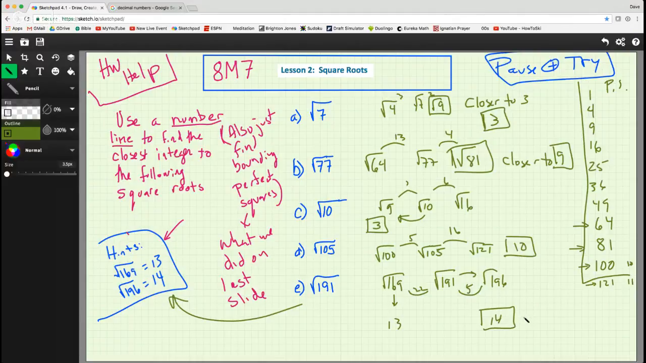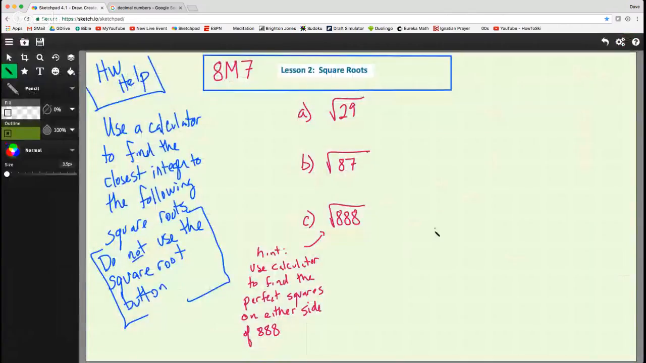So that's approximations using just finding the closest perfect square and then using that as our estimate, which is usually pretty good. Now let's use our calculator version. I'm only going to ask you to use 2 here.